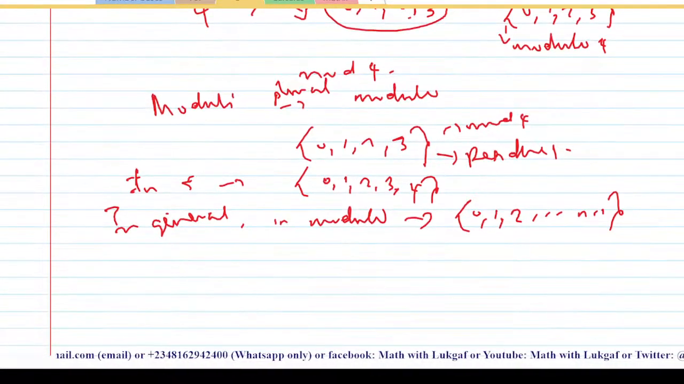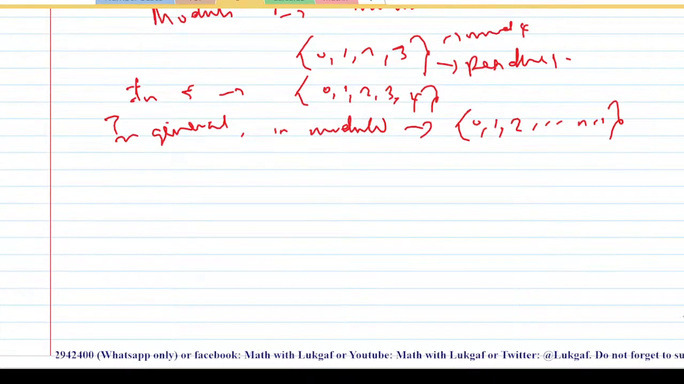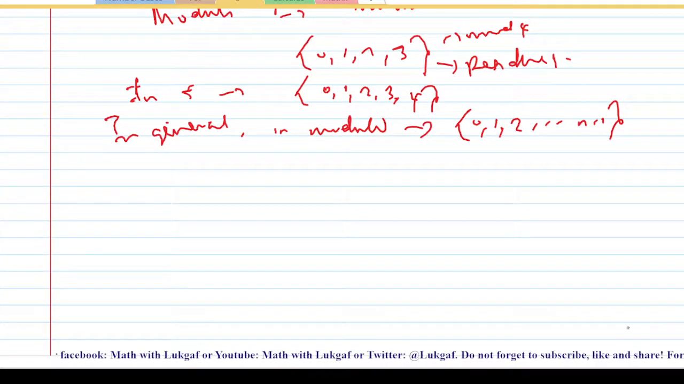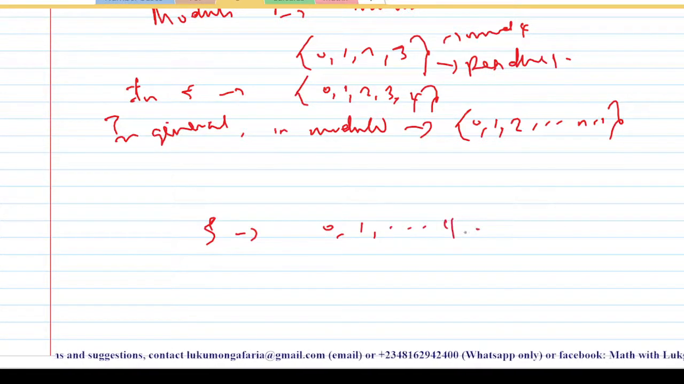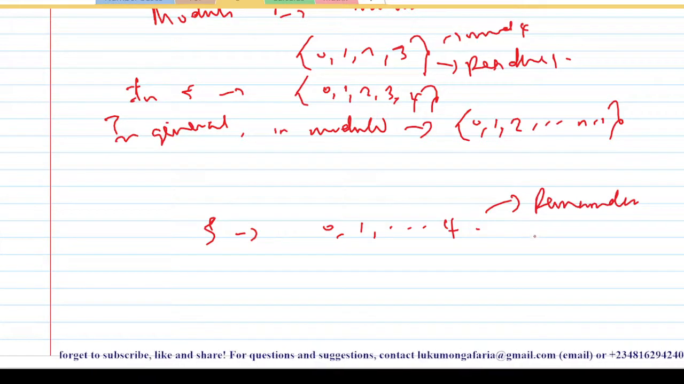Don't forget when I taught you number bases, I said that when you are working in base 5, for example, all the numbers you have must not be 5 or greater than 5. You can only have 0, 1, up to 4. This is the same for modulo. But the difference between modulo and the number base system is that in modular arithmetic we only work with the remainder, and we just forget about the multiple.